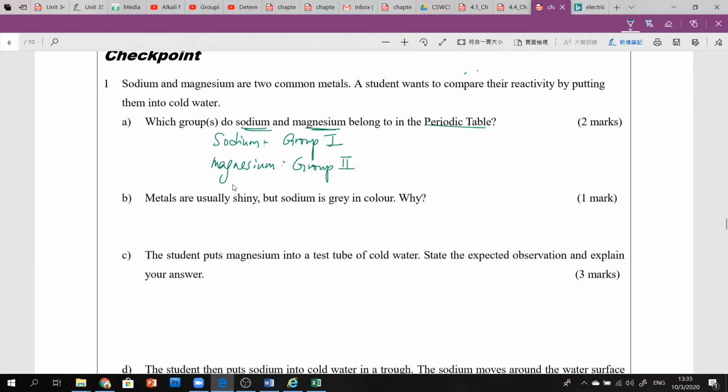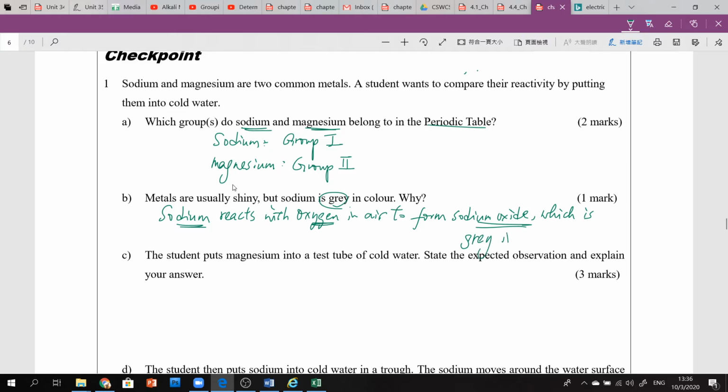Metals are usually shiny, but sodium is rather dull in color. Why? This is something about the chemical reaction with oxygen in air. Sodium reacts with oxygen in air to form sodium oxide, so a new substance, right? You relate it to the gray color. The gray color refers to the formation of a new substance, sodium oxide.